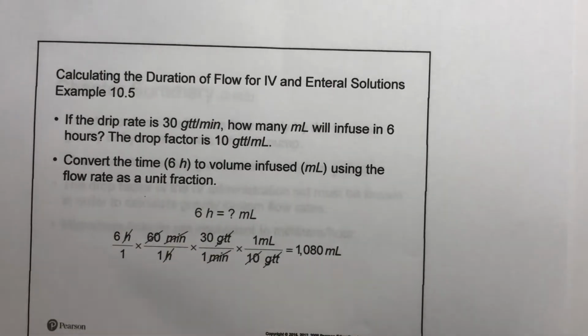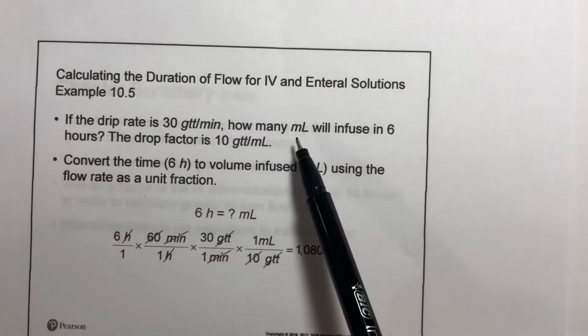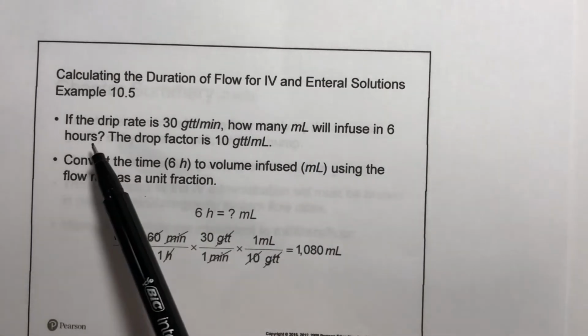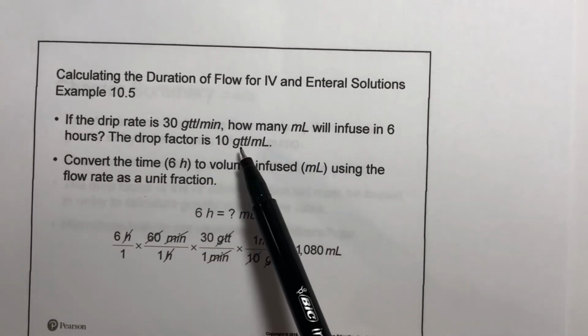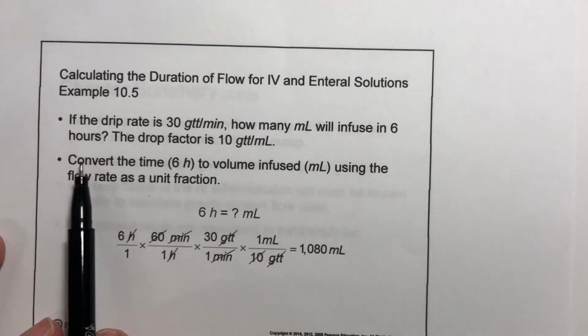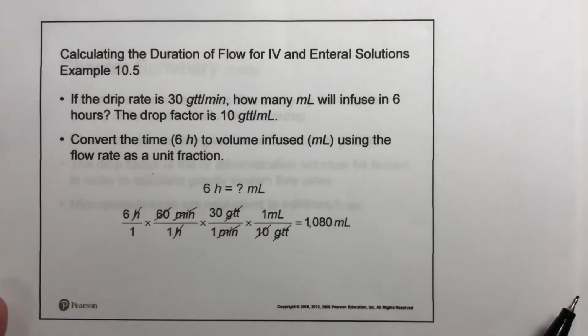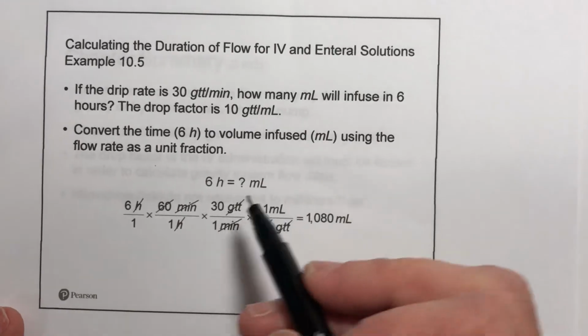Example 10.5. If the drip rate is 30 drops per minute, how many milliliters will infuse in 6 hours? The drop factor is 10 drops per milliliter. And then convert the time to volume infused using the flow rate as a unit fraction. So, all right, let's talk about what we have here.